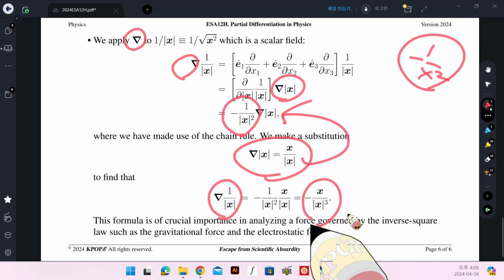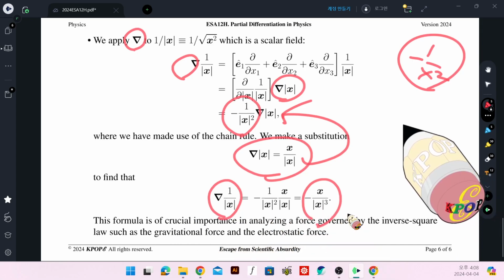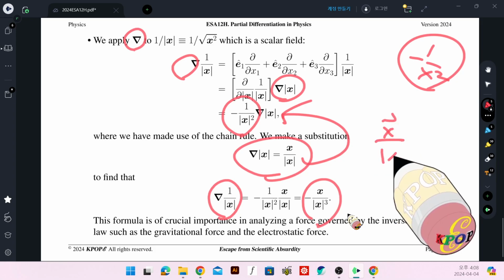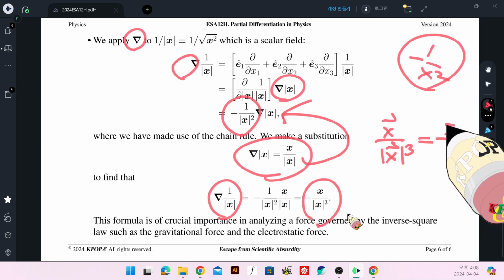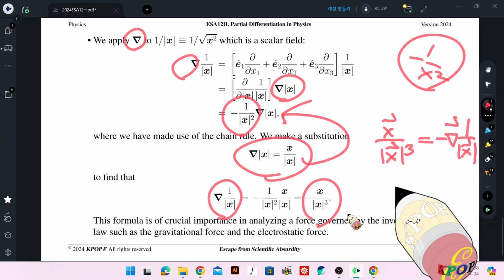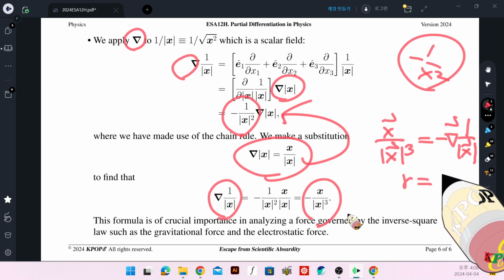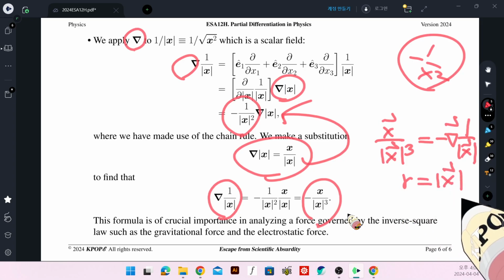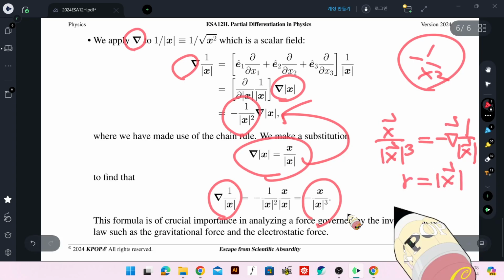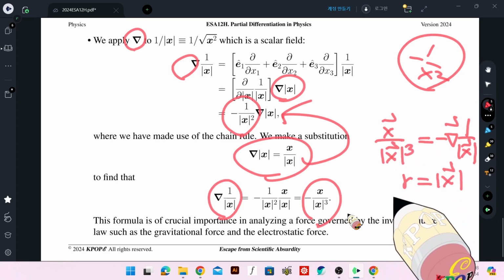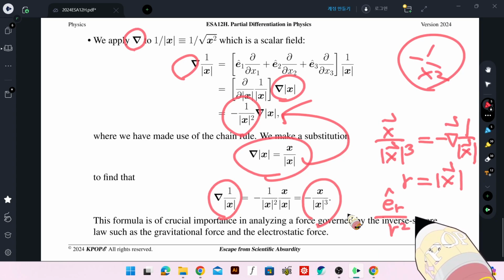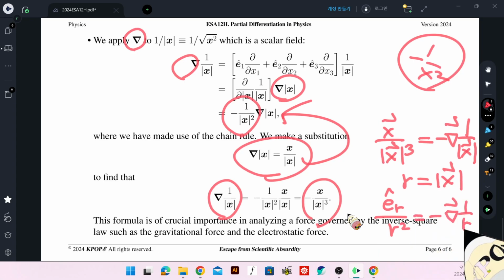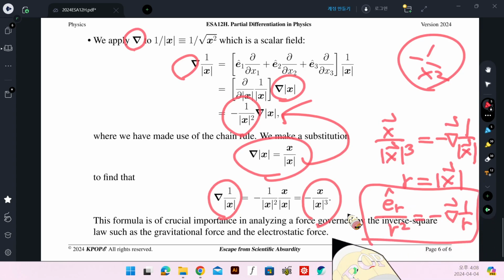In fact, if I multiply by a negative sign on both sides, then x divided by x cubed equals minus the gradient of 1 over x. Usually, we use the radius r to be the absolute value of the position vector. So it becomes the unit radial vector divided by r squared is minus the gradient of 1 over r. This is the fundamental relation for the inverse square law.